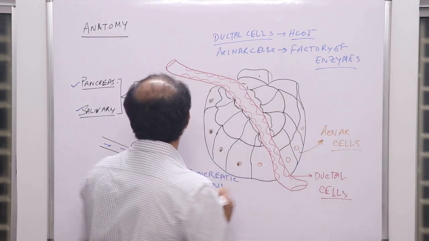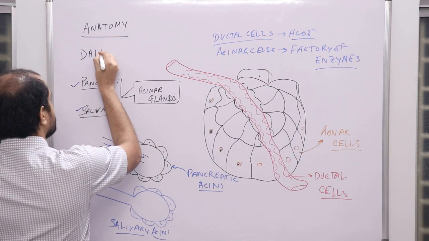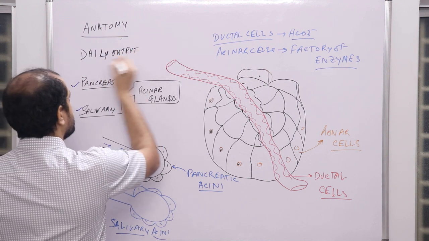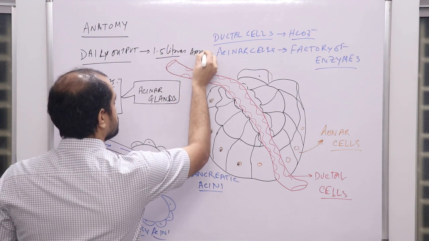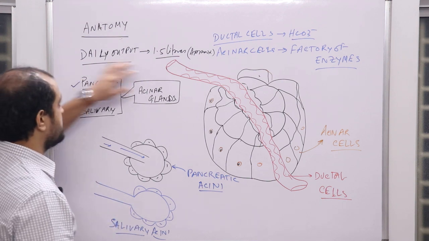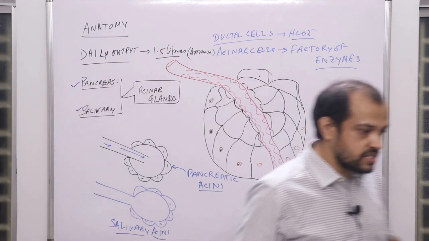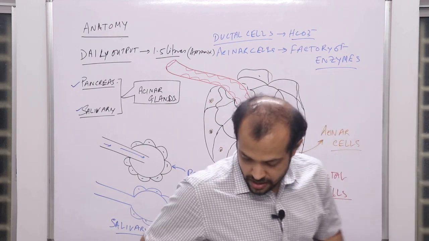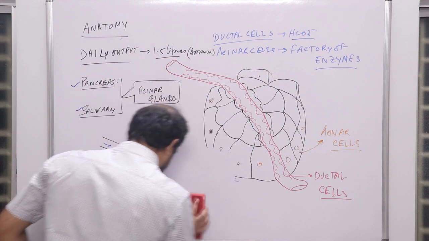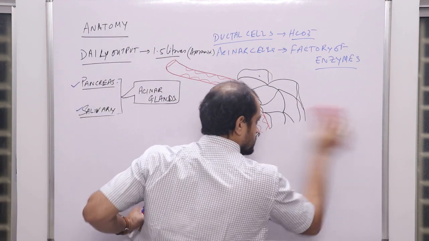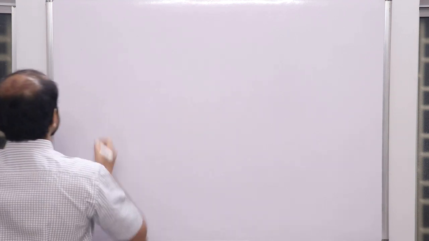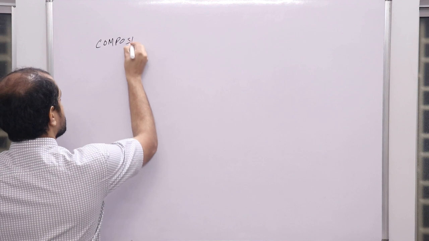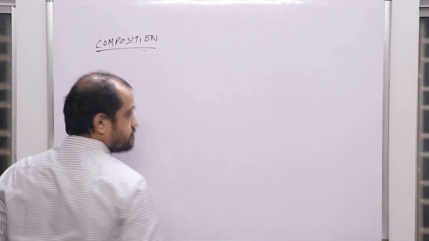Listen, the daily output of pancreatic secretion is 1.5 liters approx. Clear? 1.5 liters of enzymes and all other things are mixed and secreted every day by your pancreas. Clear? Now what is the composition of pancreatic juice or pancreatic secretions? What are their compositions? Anyone?